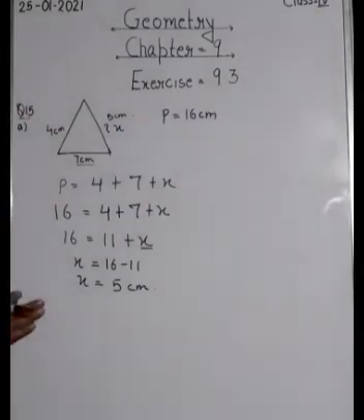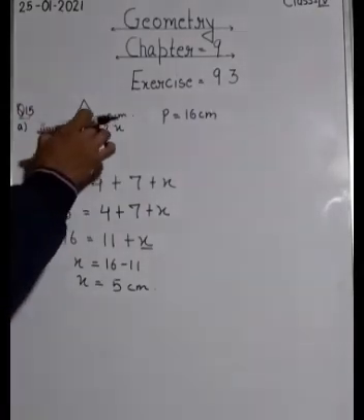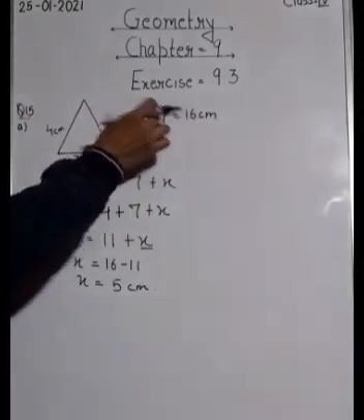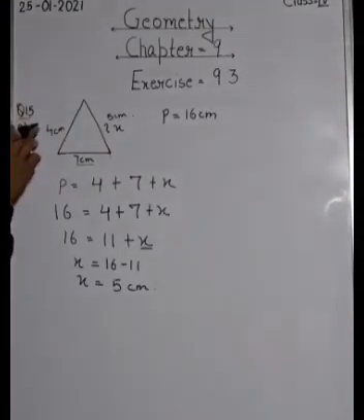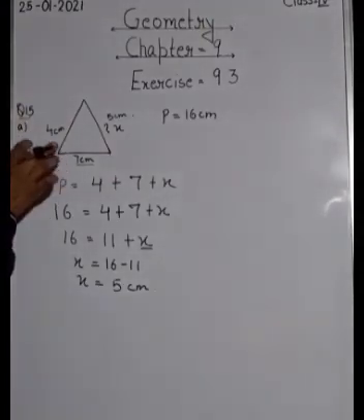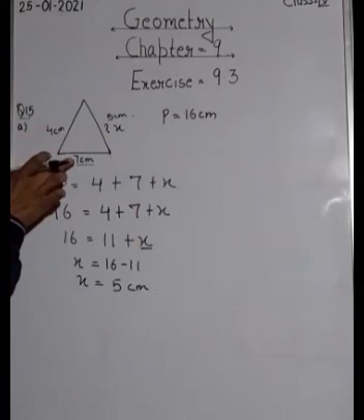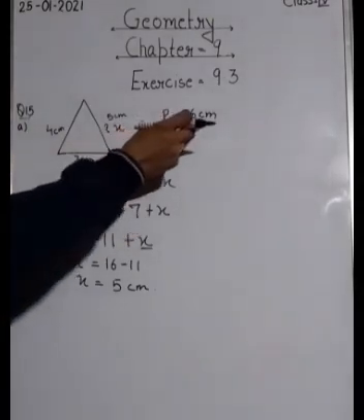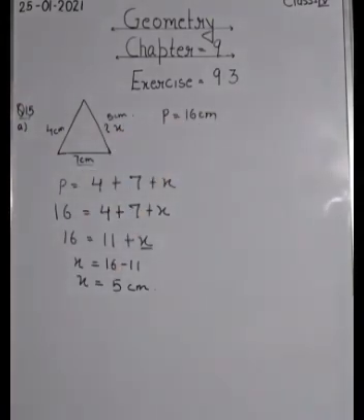Okay, so this is the way of finding the value of the remaining side when you know the perimeter of that figure. You have to add the given values of the given sides, and then you have to subtract them from the perimeter.